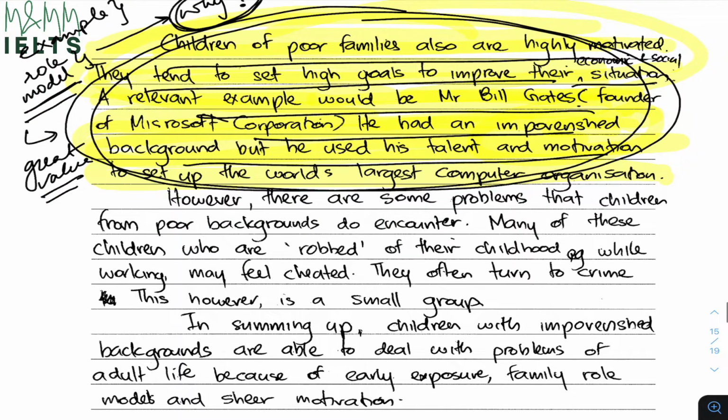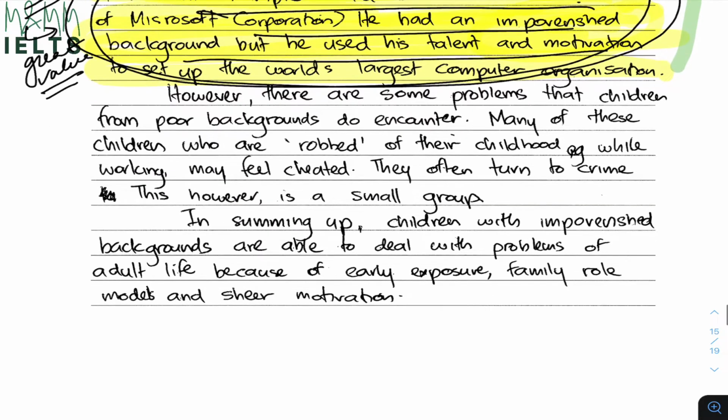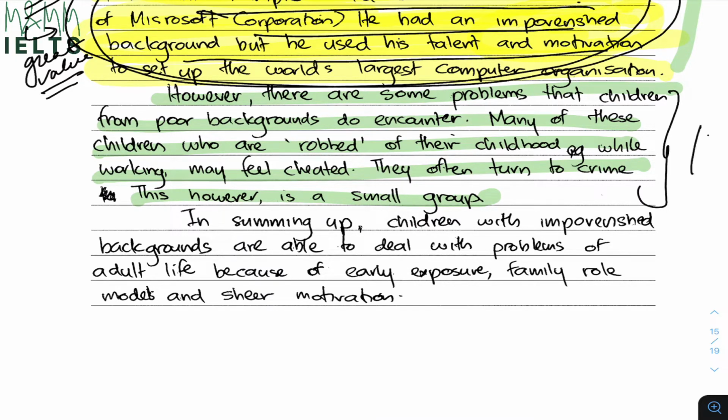A very small paragraph. Now, however, there are some problems that children from poor backgrounds do encounter. Many of those children who are robbed of their childhood, for example while working, may feel cheated. They often turn to crime. This, however, is a small group. Now, on this paragraph, I'll share something about my personal opinion. Okay, this paragraph actually shows that whatever he's agreeing with also has some problem.